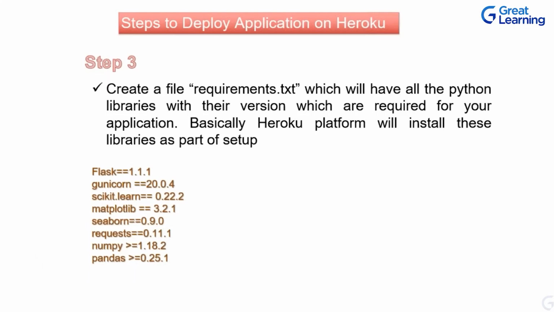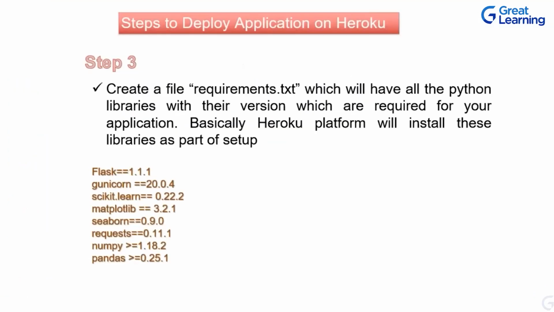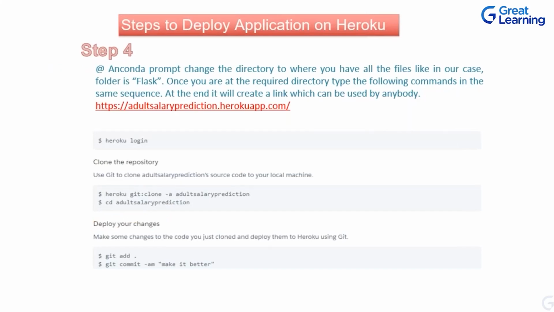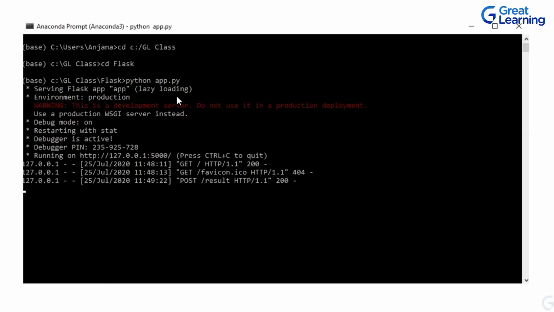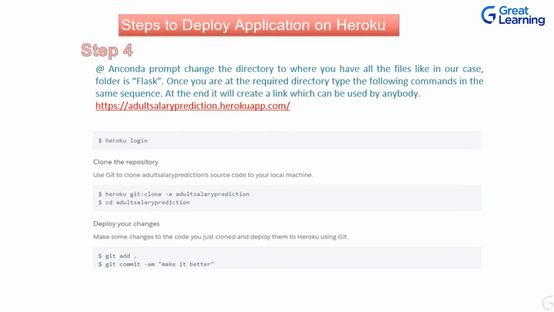Both these files, which are the Procfile and the requirements.txt, should be created in the same directory where you have the main application. So remember, I had the main application in the Flask directory, so I have these two files created there. Then in step 4, I will go to the Anaconda prompt, go to the directory which I needed, which is the Flask directory, and execute these commands.